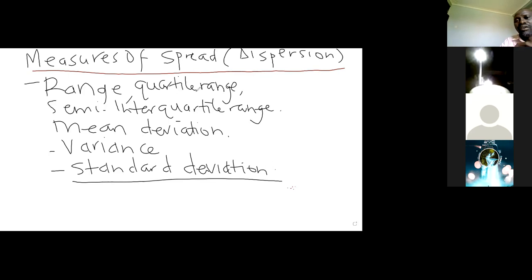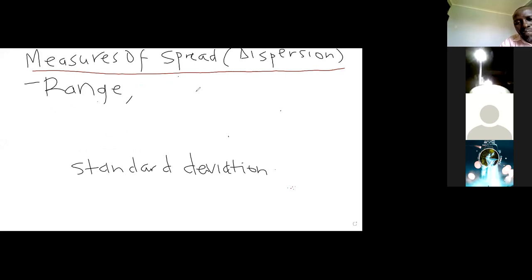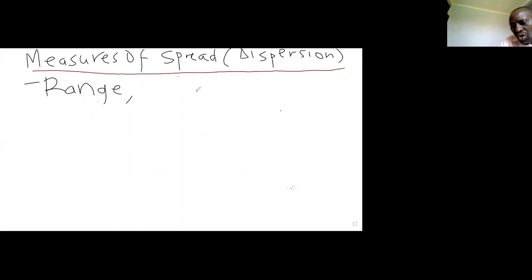So, who knows range? Range is the difference between the biggest and the smallest value of a set. Okay, good.